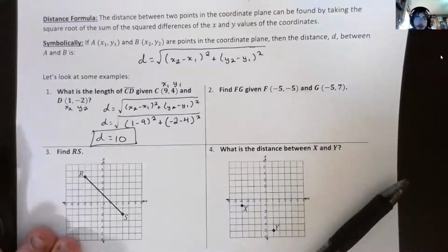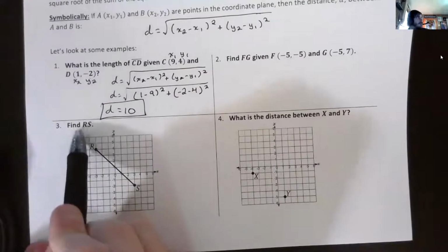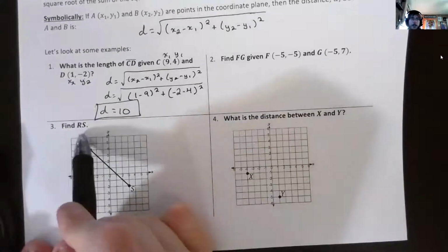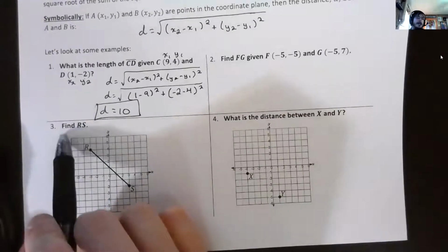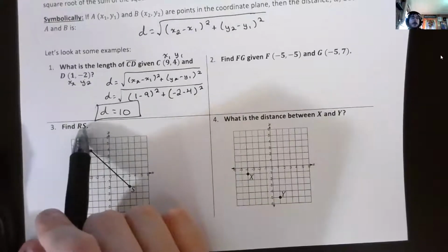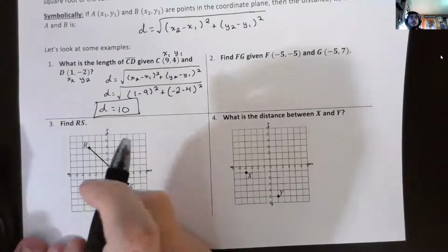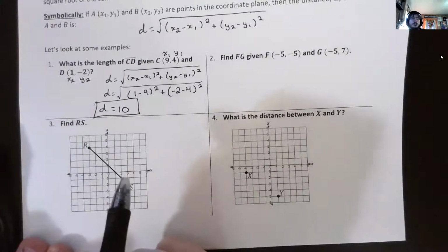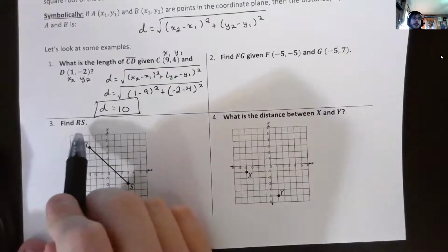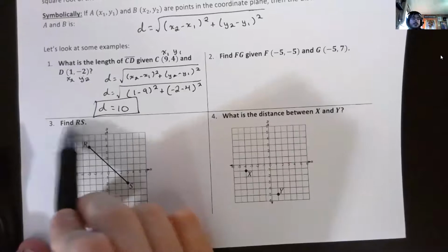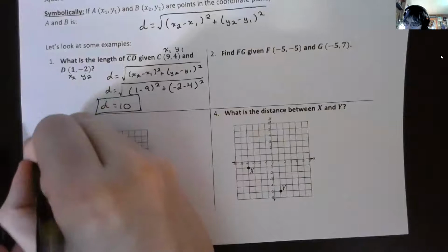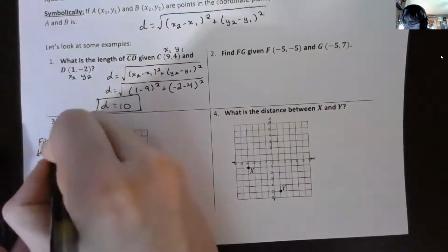All right, so let's look at number 3. Number 3 says to find RS. Now, if you see this where it just says find RS or QT or whatever and doesn't have a line segment over it, what you need to do is find the distance. If it wants you to find the midpoint, it'll tell you, find the midpoint. If it wants you to find the slope, it'll tell you, find the slope. If it wants you to find an endpoint, it'll tell you, find the endpoint. But here, it just says find RS, so that means the distance. So find the length of RS.